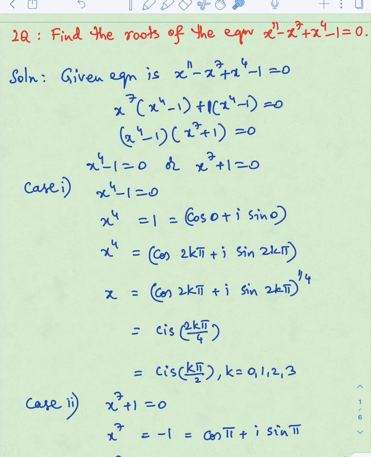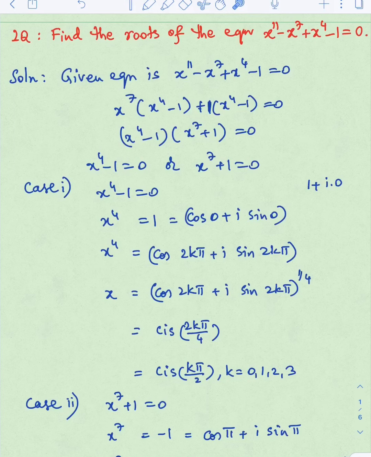1 can be written as 1 plus i0, 1 plus i into 0. What is i into 0? 0. So 1 plus 0, that is 1. 1 can be written like this. So here 1 is cos 0, 0 is sin 0. In the coming step, it can be written as cos 2k pi plus 0. 2k pi plus 0 is 2k pi. Here also 2k pi.